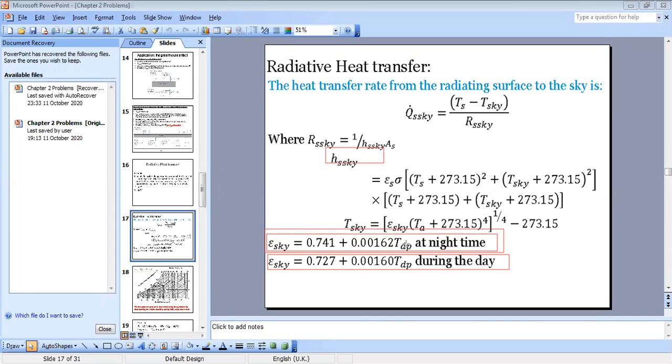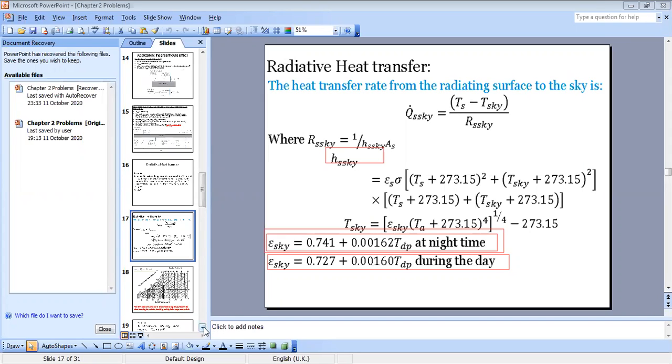So you replace TDP by 22 degrees, because here all temperatures are in degrees, and you get epsilon. And now when you replace back epsilon, you can get H, and knowing H, you can find the resistance because you have the area, and replacing in this formula, you get the radiation heat transfer rate. So it's very simple. Once you find the dew point temperature, just replace it in the empirical relation.